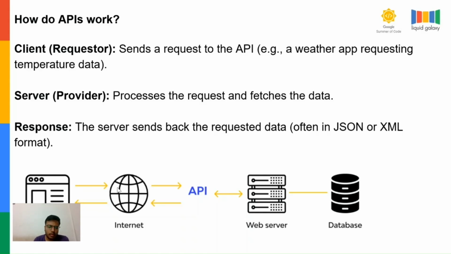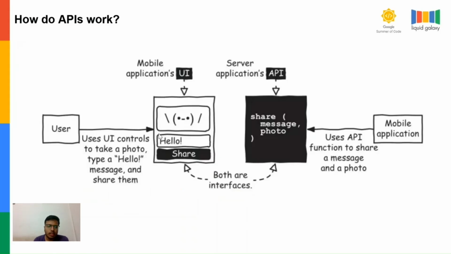This can also be seen in this diagram here. The web app communicates to the web server through the API. The web server is connected to the database. The data is returned to the application again. So here's another example of the same. Consider that we build a mobile application consisting of a UI in which a user can upload their photo and write a message. The user takes their photo, writes some message such as hello or something else, and then tries to share it.